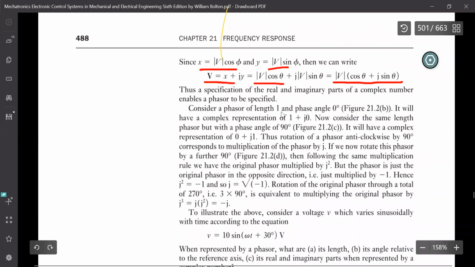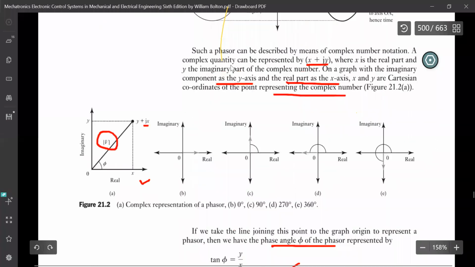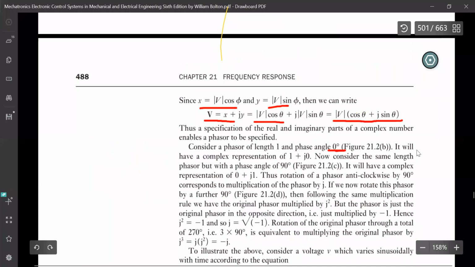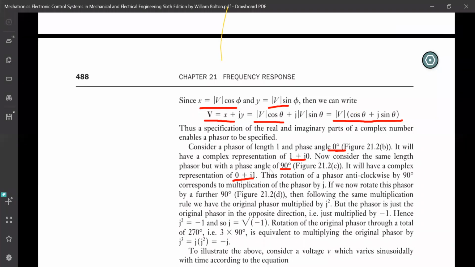Consider a phasor of length 1 at a phase angle of 0 degree. So that means we are talking about this. It will have a complex number of 1 plus iota 0. Now consider the same length phasor but with a phase angle of 90 degree. It will have a complex number of 0 plus iota into y. So what is the difference between the previous one and this one? The only change is in the form of an iota. So by just adding an iota, what is happening? You are moving your phasor through an angle of 90 degree.